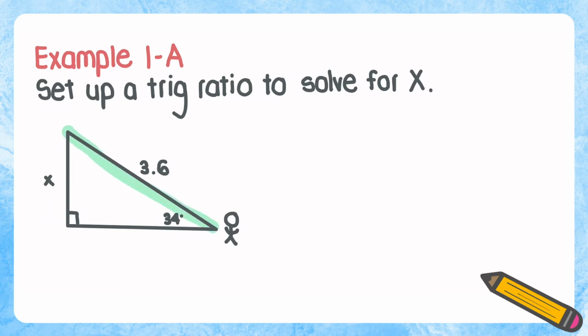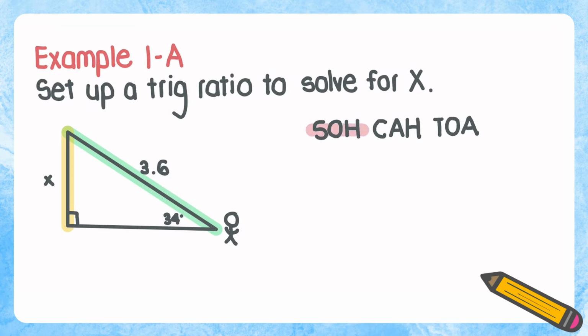The hypotenuse is given. The length is 3.6. And the opposite side is the unknown side length we're looking for. The adjacent side is blank, so we're not even going to look at that. I have my acronym, SOH CAH TOA, and I want you to think about which part includes the opposite side and the hypotenuse. So in which part do you see an O and an H?